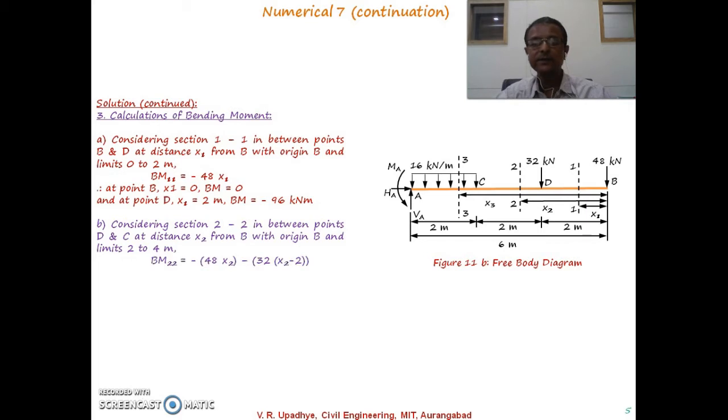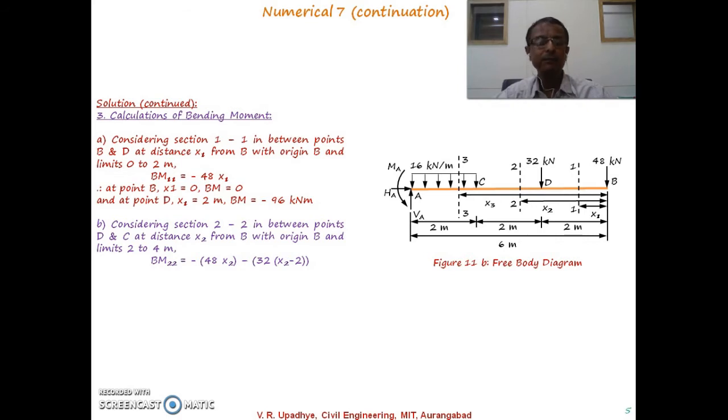So the equation for bending moment at section 2-2 becomes, for the first force of 48 kilonewton, the distance between section 2-2 and that 48 kilonewton force is x2, and the 32 kilonewton force is acting at point D, and x2 is the distance from B up to the section. So the distance between D and section 2-2 is x2 minus 2. So that moment will become 32 multiplied by x2 minus 2.